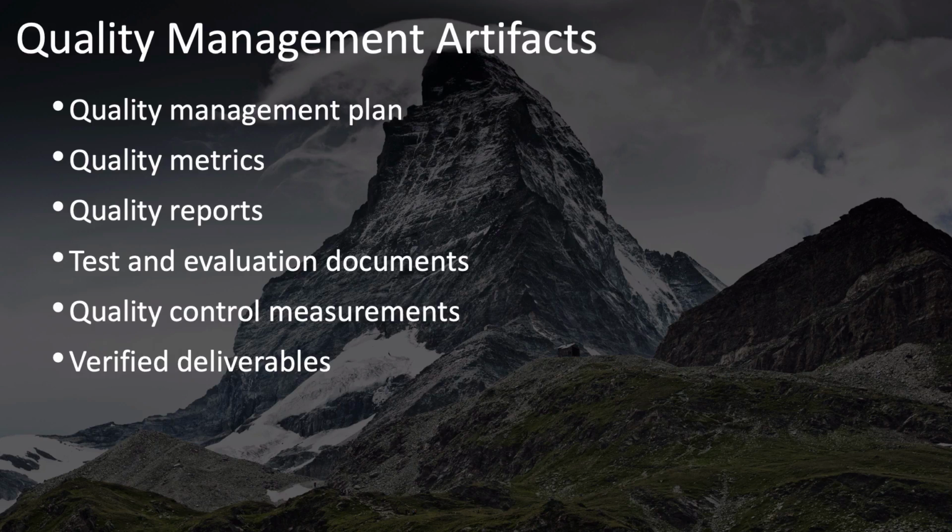Your test and evaluation documents, which are generated to provide templates for what information you need to test and evaluate and to fill in these templates as you're controlling quality. You then have your quality control measurements and your verified deliverables, which are those deliverables which have been checked against the quality requirements and found to be satisfactory.